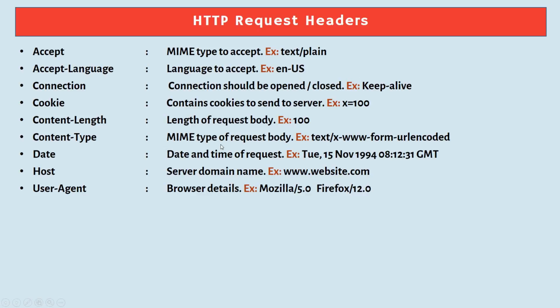Content-Type indicates the MIME type of the request body. What kind of content you are sending from the browser to server, that MIME type is represented as the content type. The default content type for the request body, in case of a POST request, is application/x-www-form-urlencoded. This will be used only for a POST request but not for a GET request.